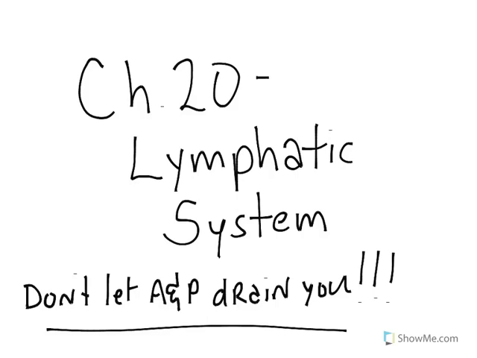Chapter 20 deals with the lymphatic system. So first let's define what the lymphatic system is. You see in your text the lymphatic system consists of three main parts. You have lymphatic vessels, you have lymph, which is the fluid, and you have lymph nodes.